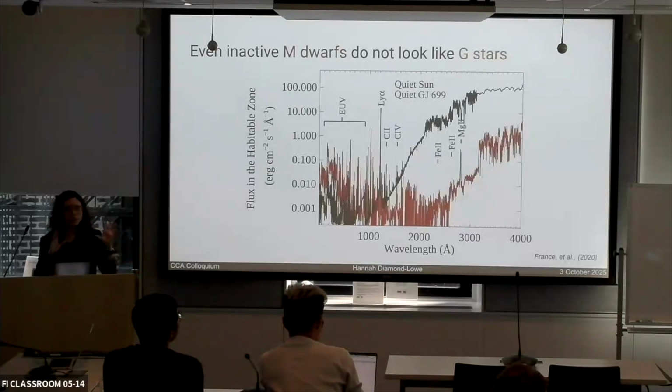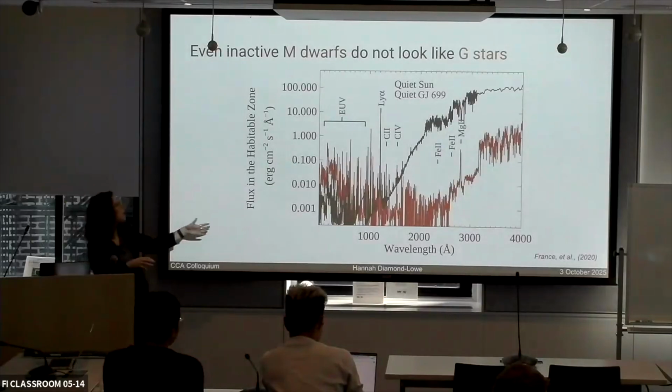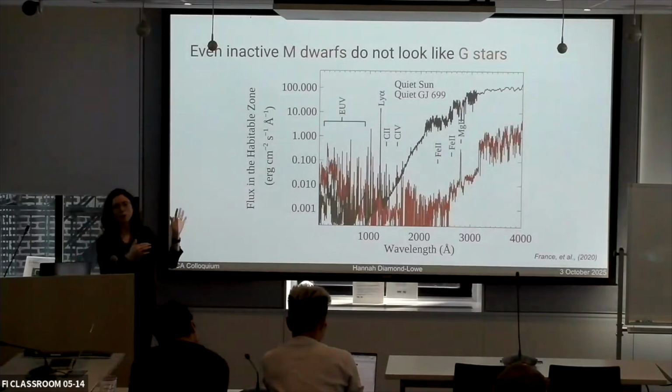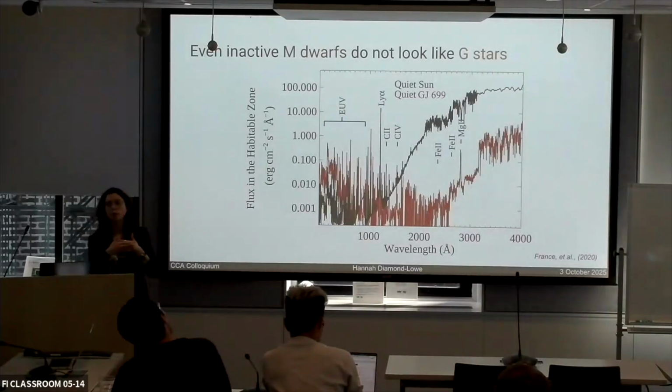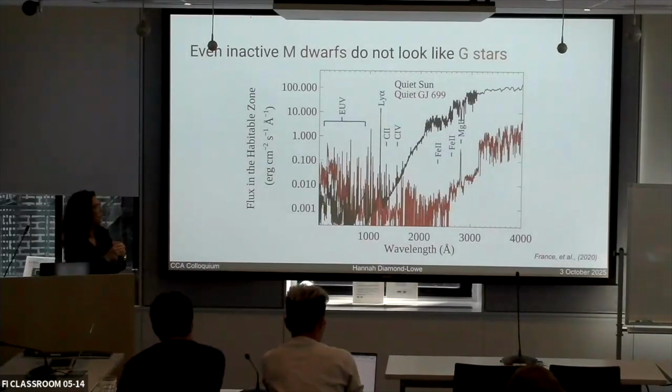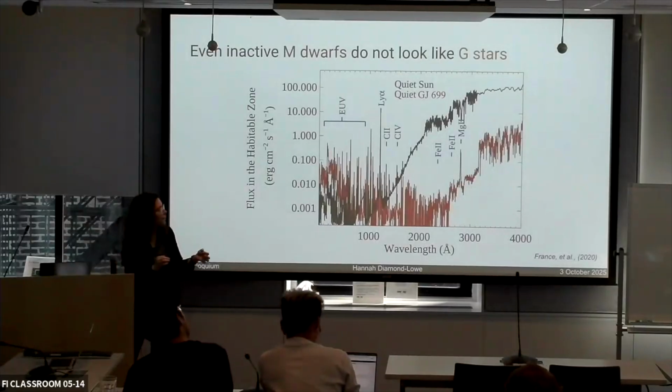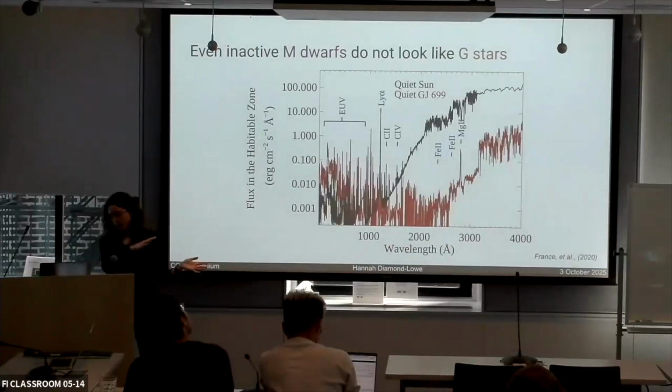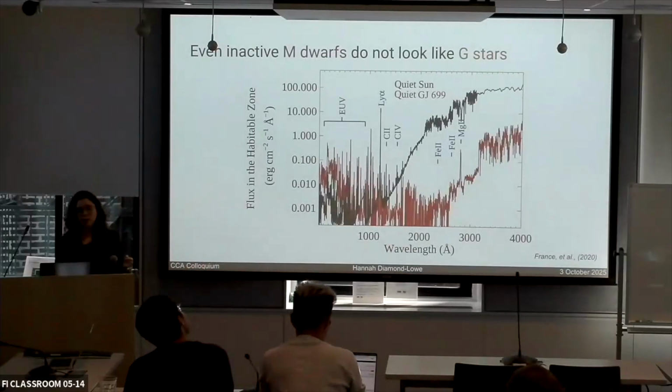The thing is, even inactive M dwarfs, they're not just scaled down G stars. So this says flux in the habitable zone. It just means that these have been normalized to some equilibrium temperature distance, as a function of wavelength. The sun is in black, and GJ699, which I think is Barnard's star, is in red.